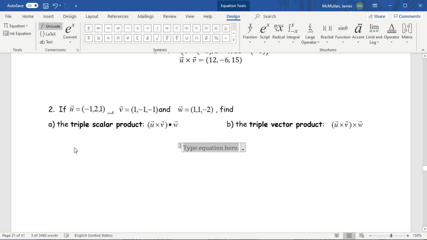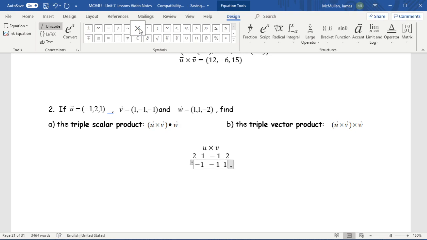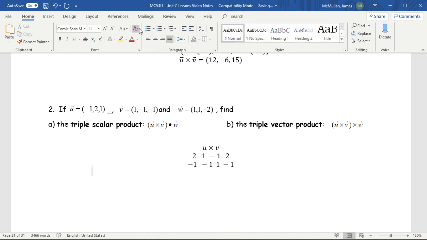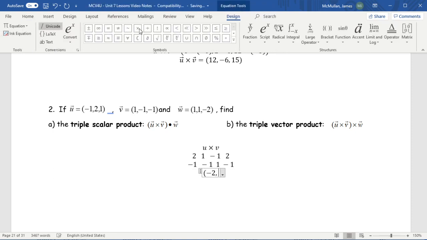So let's do U cross V. We need to do U cross V for both questions, right? So 2, 1, negative 1, 2. Underneath, I'm going to write V, negative 1, negative 1, 1, negative 1. Okay, let's cross them. 2 times negative 1 is negative 2. Take away negative 1 is negative 2 plus 1. We go into the middle one. 1 times 1 is 1. Take away 1 is 0. Third one, positive 1. Take away positive 2 is negative 1. So we end up with this vector negative 1, 0, negative 1.